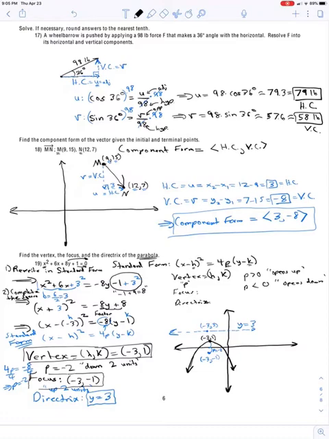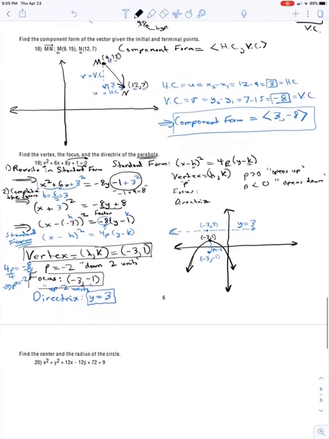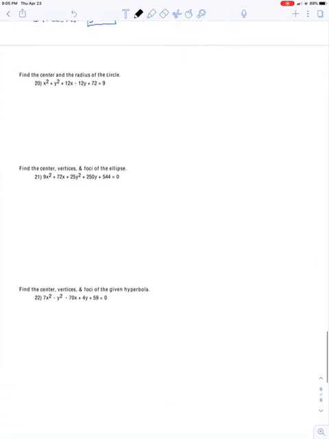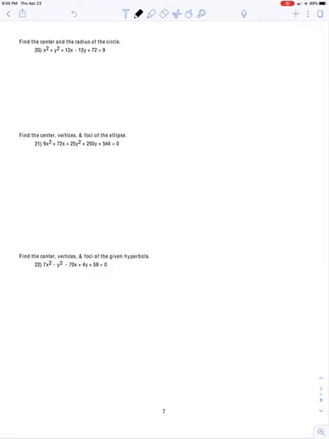So again, that's a review of our parabola. Let's move on. Go to problem number 20. And let's review the circle. Now the circle, right, we're looking at circle equation.